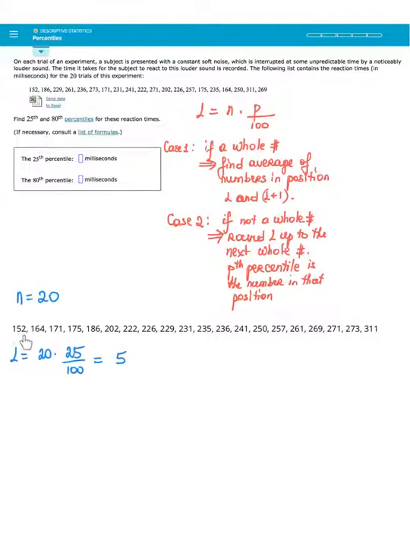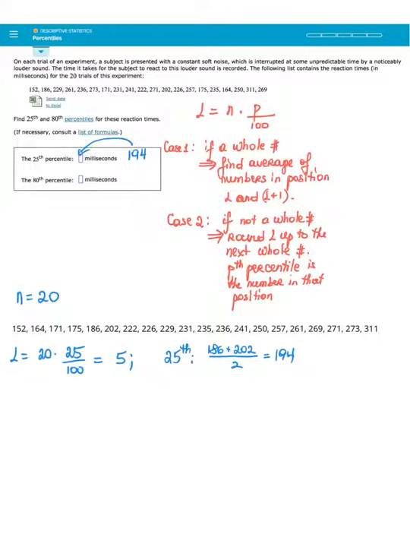So I go to my ordered data set and find which numbers are in the 5th and 6th positions. The number 186 is in the 5th position and 202 is in the 6th position. I need to find the average of these two quantities, and that will give me the 25th percentile. The average is 194, therefore the 25th percentile is 194. You would type that quantity in there.